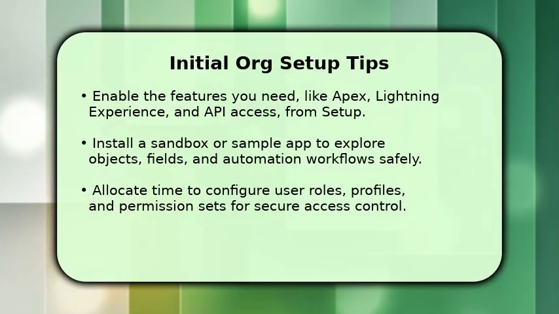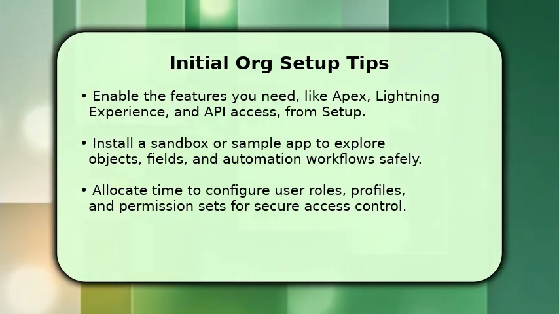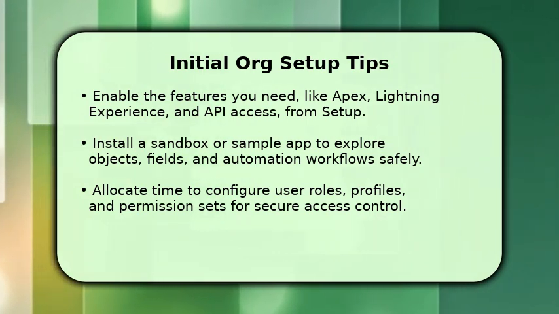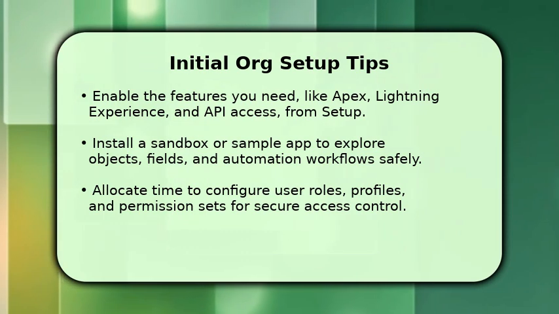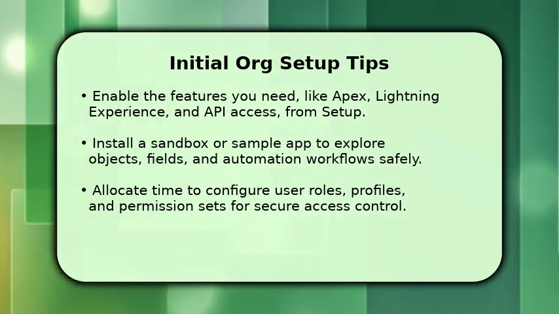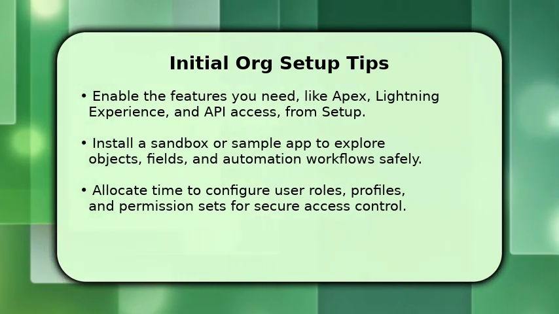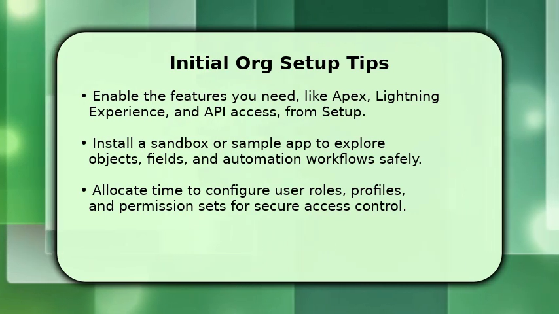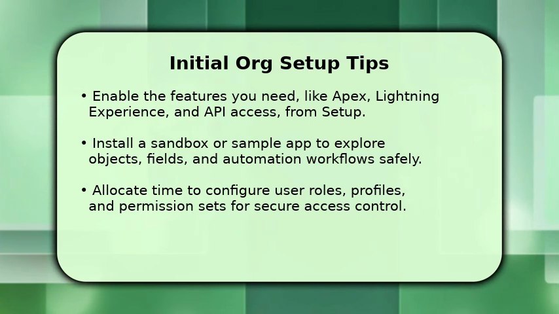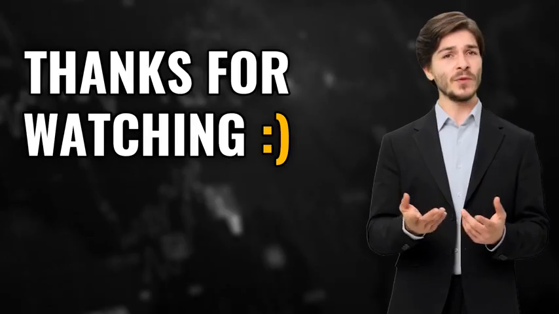First, configure your org by enabling Lightning Experience and API features from setup, then review profile and permission settings to secure access. Install a sample app or unmanaged package to study objects, fields, and automation rules without affecting production. Create a test user to validate permissions and try building a simple Lightning component or flow. Regularly save changes, export metadata when needed, and use the free limits to practice development and integrations.